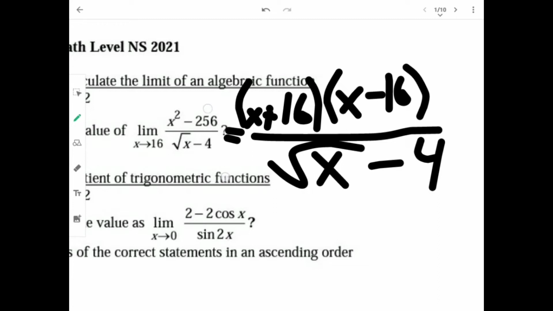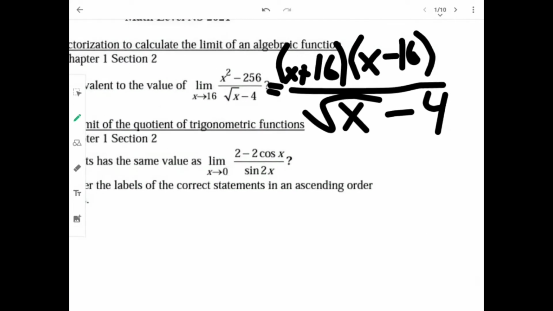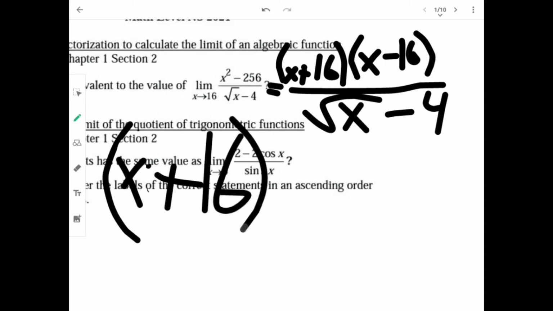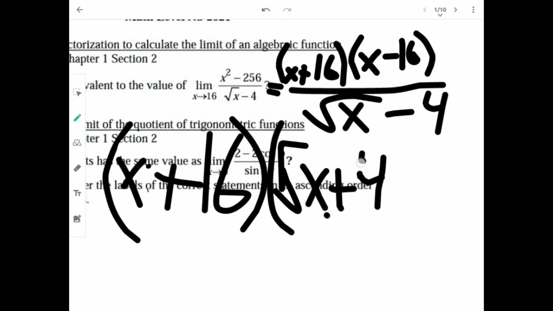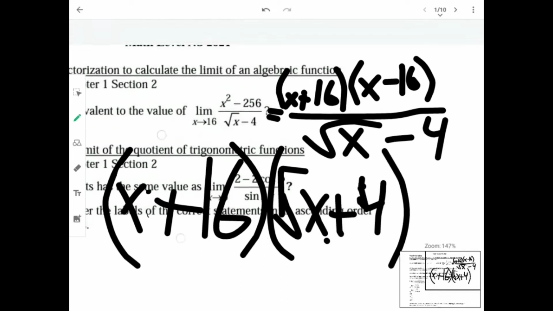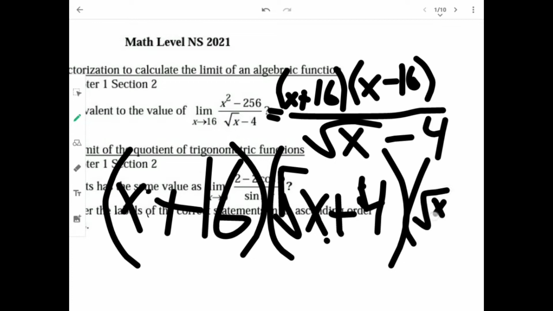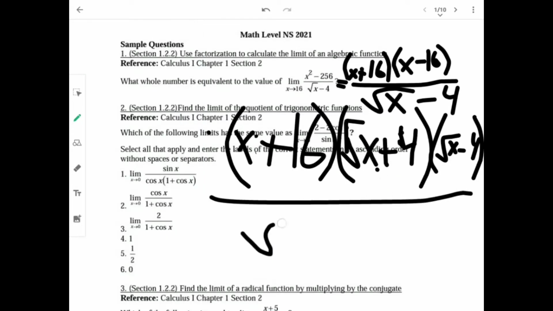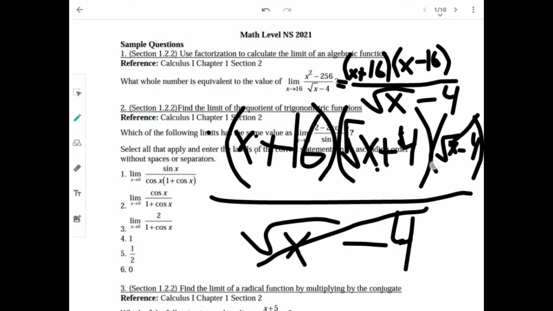So we further simplify it, so it becomes x plus 16 into root x plus 4 into root x minus 4 all over root x minus 4. And as you can see, it just cancels out with this.